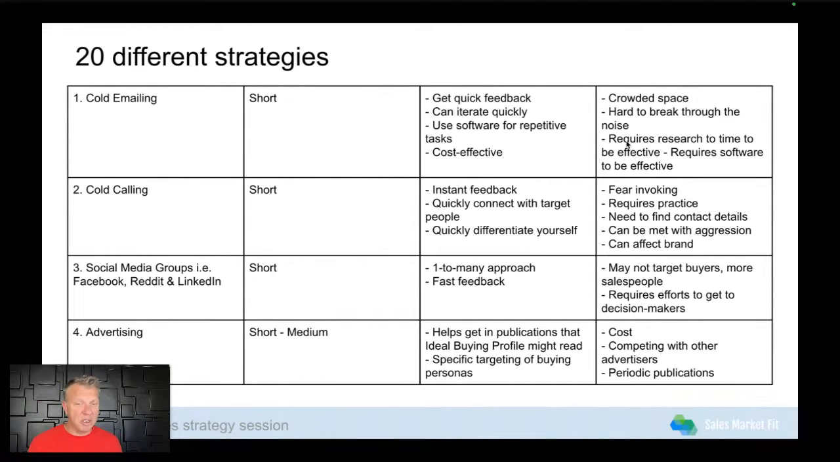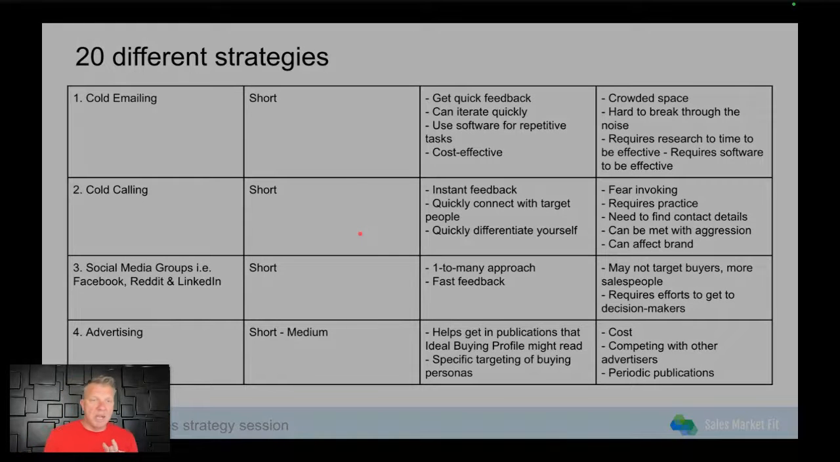Now, obviously, there's advertising. It helps you get into publications that your ideal buying profile might read and helps you target specific buying personas. But there's also a significant cost. It's getting harder and harder these days to do this in a cost-effective way. And you're competing against other competitors. And if you're in a print publication, it's periodic. So although it sits in that magazine for a period of time, you don't have a chance to add more to that, maybe only quarterly, monthly, or yearly.